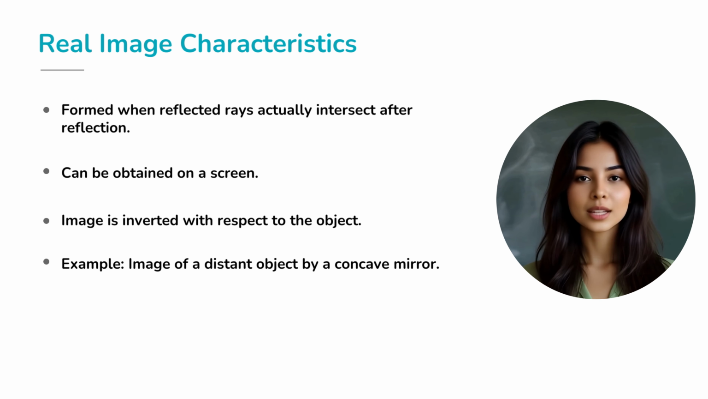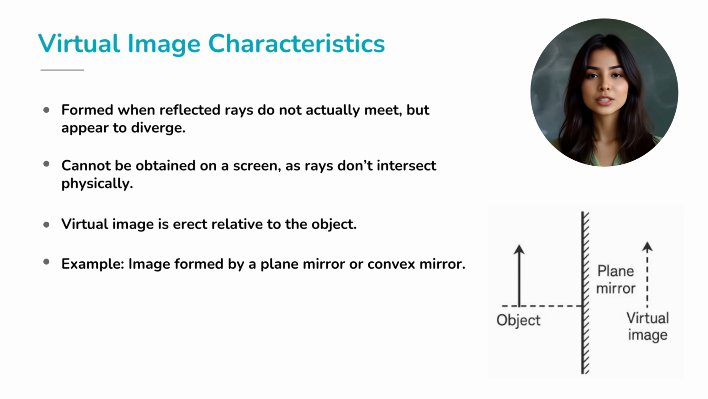But there's a catch. Real images are inverted compared to the object. So if you're standing on your head in front of a concave mirror, wait, scratch that. The mirror will already do the inverting for you. For example, when you use a concave mirror to focus sunlight, the bright spot on the paper is a real image of the sun.